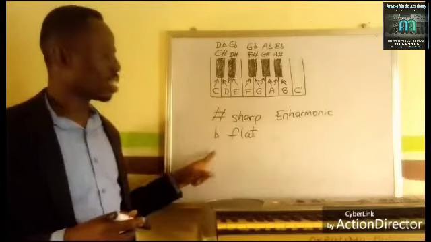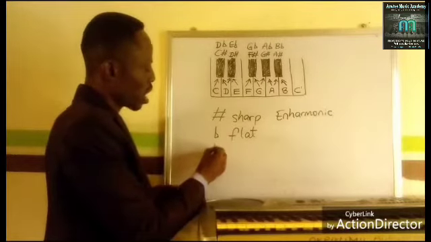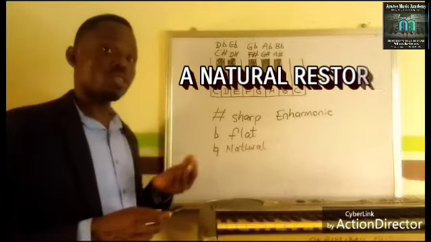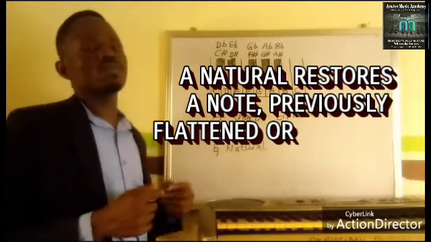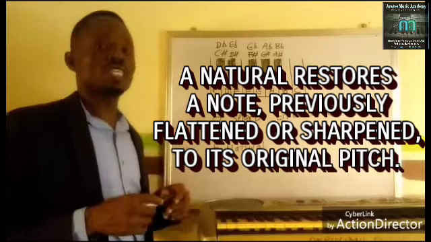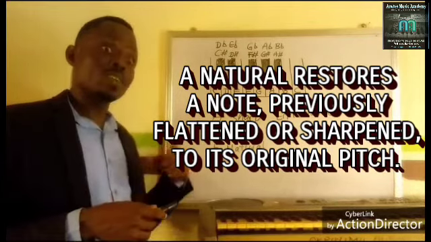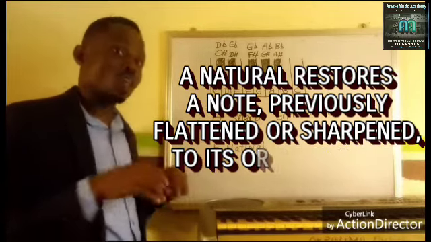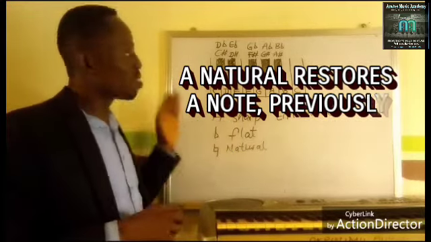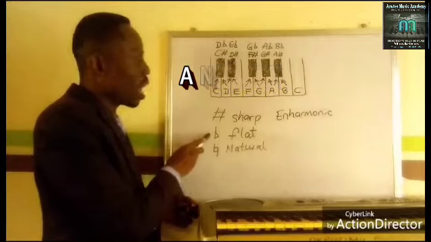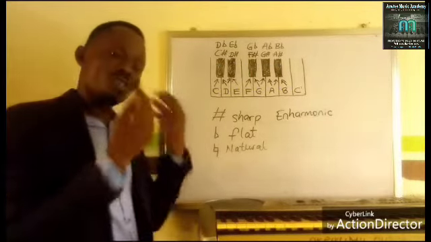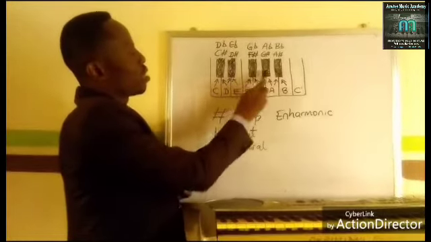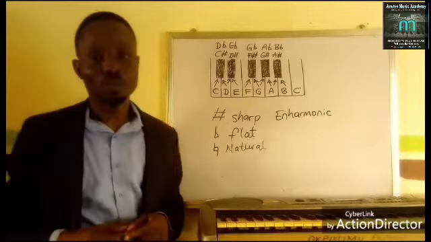Let us take note of something. The last accidental is known as the natural. A natural actually restores a note to its former pitch. A note that was formerly raised or lowered by a semitone is now restored back to its original pitch. But our concern here today is on the sharp and the flat, using them and the understanding of a semitone to name the black keys of the piano.